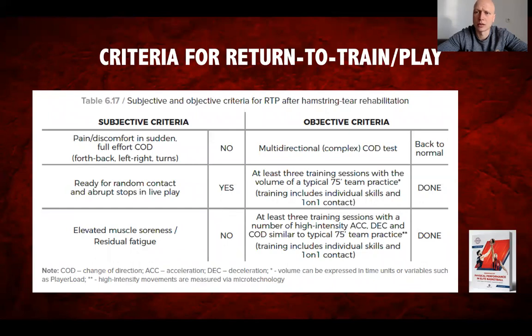So it is no longer only about changing direction, which is pre-planned, but also agility, which is more sudden and rich in abrupt stops, changes of direction and so on. And of course, players should not have residual fatigue or elevated muscle soreness, especially when it comes to soft tissue injuries such as hamstring or quadriceps partial ruptures, or ruptures.